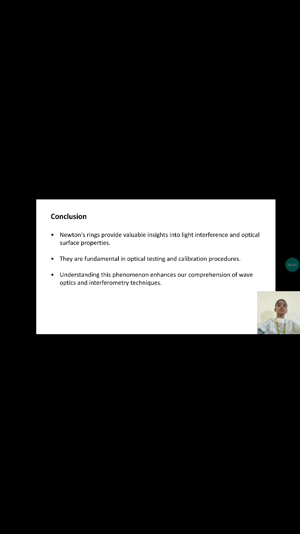Conclusion. Newton's rings provide valuable insights into light interference and optical surface properties. They are fundamental in optical testing and calibration procedures. Understanding this phenomenon enhances our comprehension of wave optics and interferometric techniques.